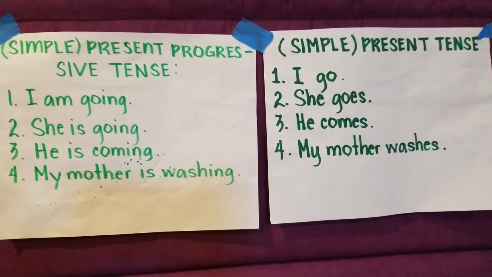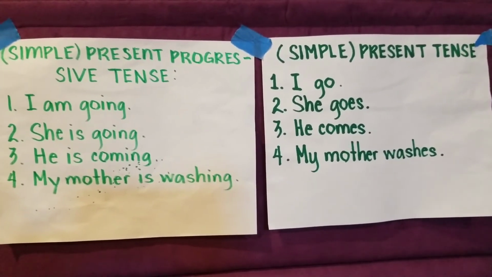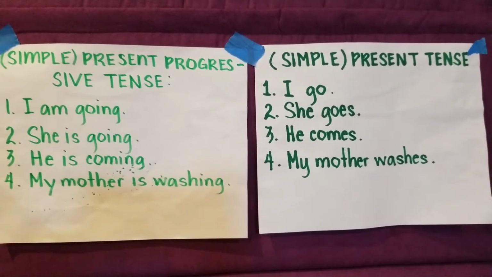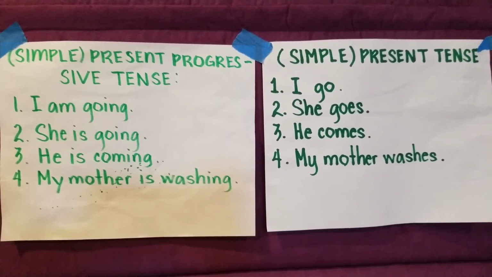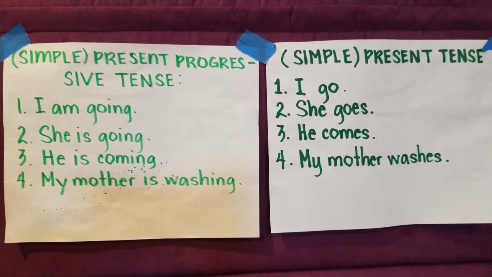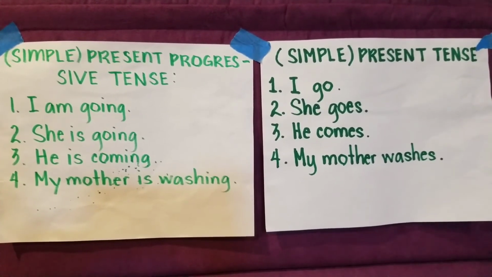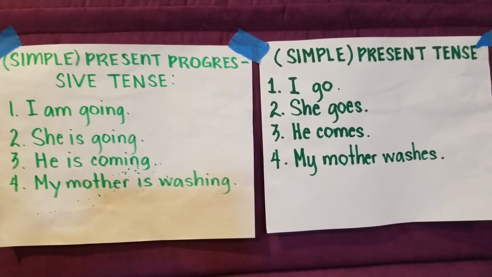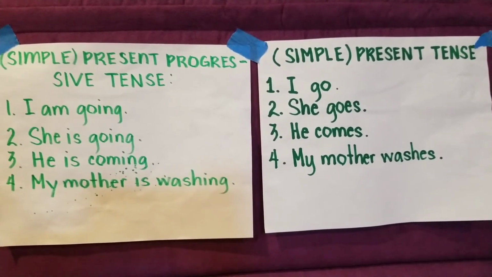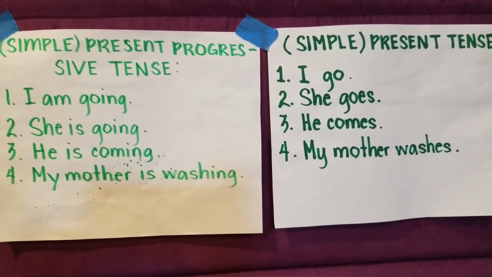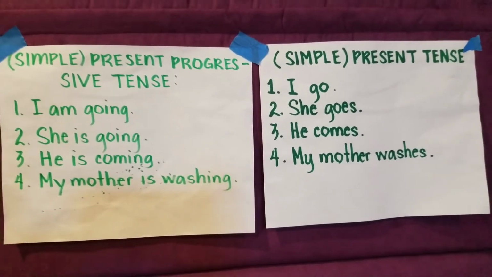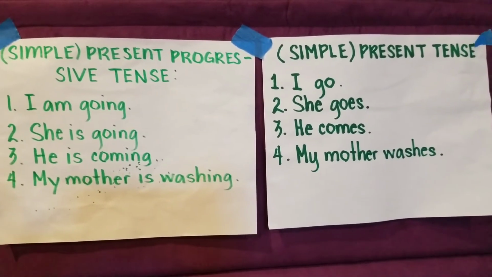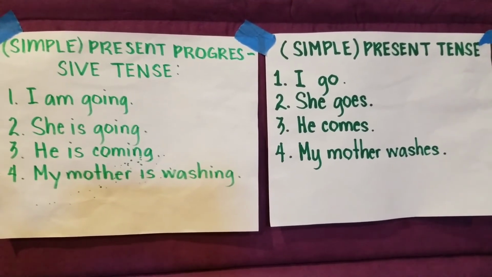In number one example, in the present progressive tense, I am going. The helping verb is am. In the simple present, I go. No helping verb, just the subject and the main verb. I am going. I go. She is going. She goes. He is coming. He comes. My mother is washing. My mother washes.